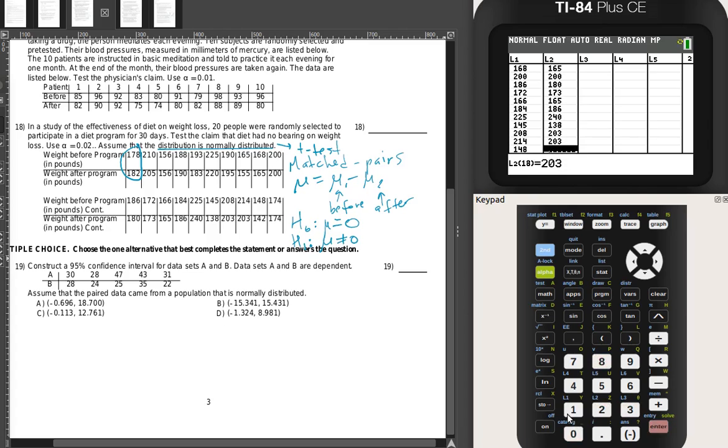And then, another 203. We are almost there. We got all 20 of them.